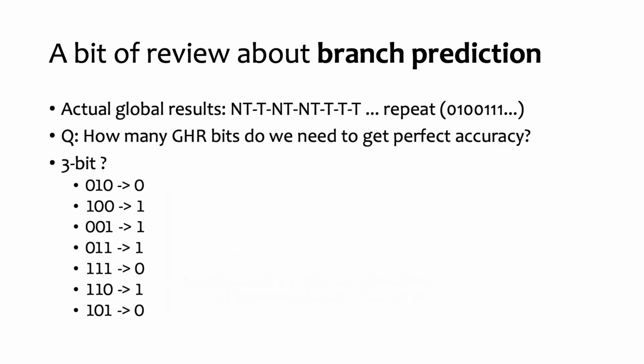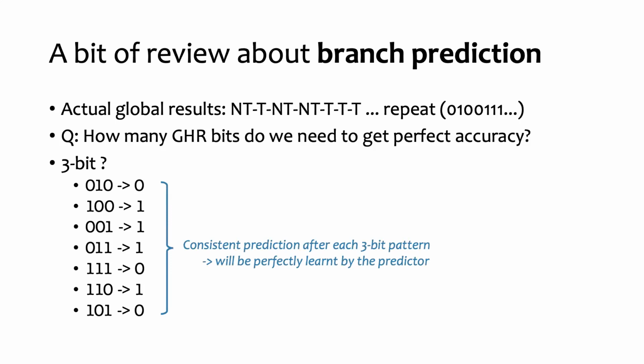But that's not the end of this question. We know 4 bits works, so we need to try 3 bits. Again, for 3 bits, just enumerate all the 3-bit subsequences, 010, 100, 001, etc. These are the 3-bit subsequences from the actual branch results. And as you can see, again, all of these sequences are distinct. So again, the correct prediction, the one after the error, will be learned, and the predictor will make that correct prediction for all the subsequent iterations.